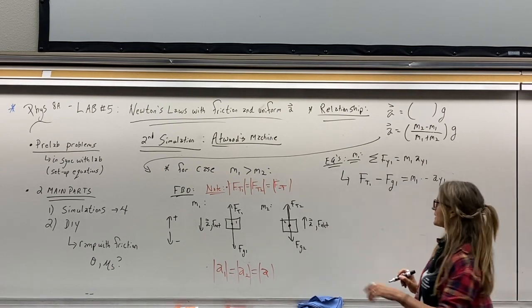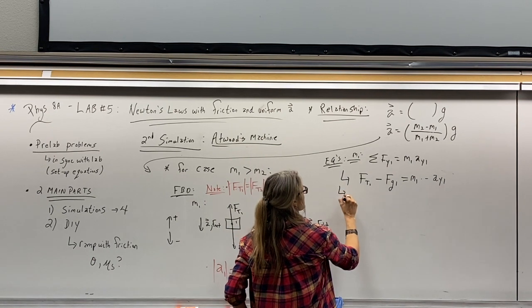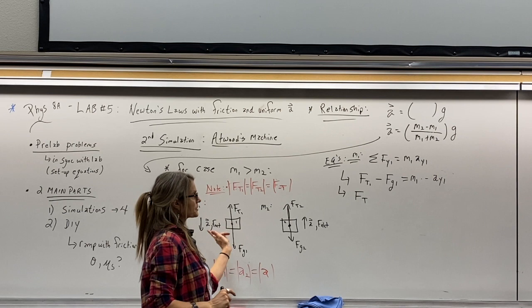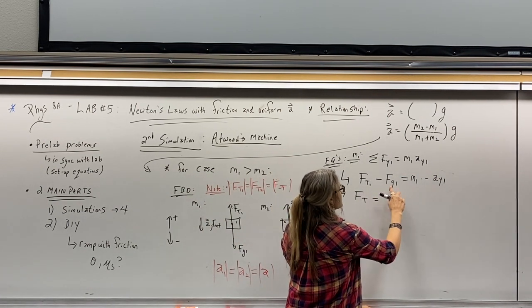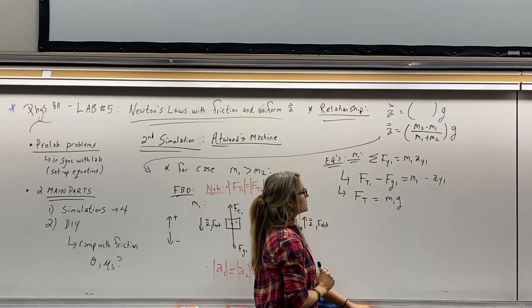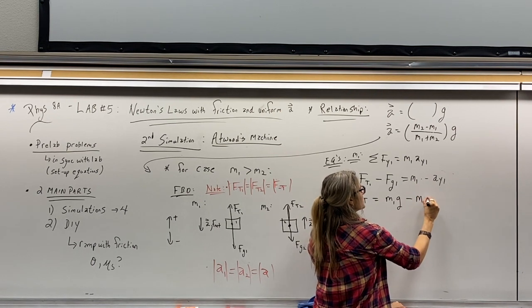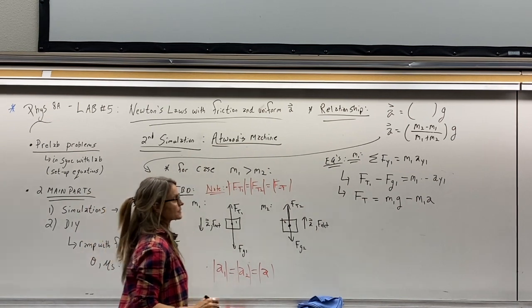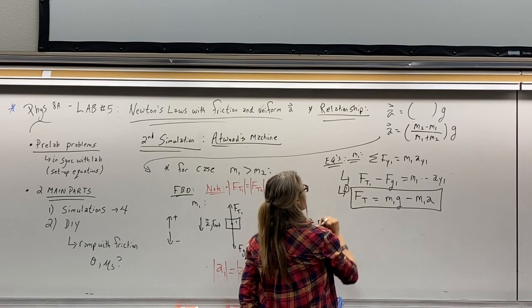So now, rewriting these and noting these equivalences, I'm going to clean this up a little bit. I'm going to say the force of tension, because these tension forces are equal in magnitude, is equal to, I'm going to bring this over, M1G minus M1 times A. Because again, remember it's accelerating downward. So here I have one equation of motion, label as 1.